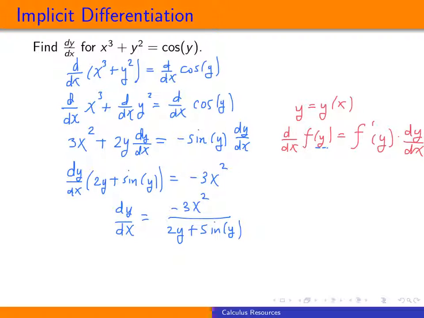Now, from a procedural standpoint, we see that this can be done in two steps. Essentially, what one needs to do here is, step one, you differentiate both sides with respect to x. And then as a second step, we algebraically solve for dy/dx.